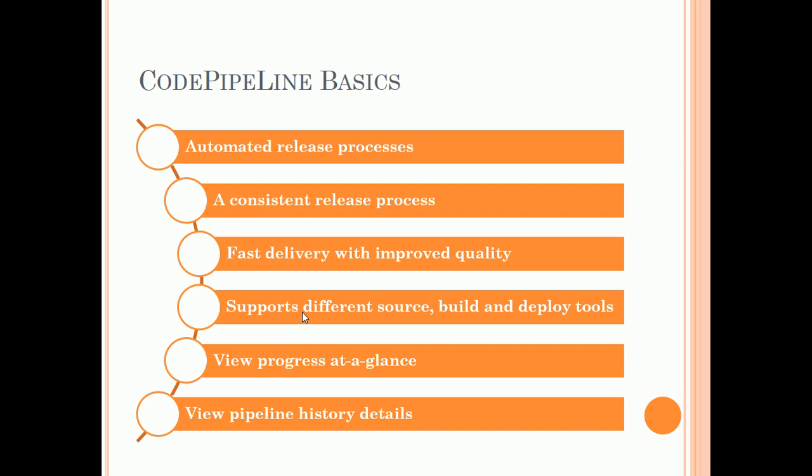And the last is view pipeline history details. So we can track the details about the execution of a pipeline, including start and end times, run duration, and execution IDs. So all these benefits are provided by AWS Code Pipeline, which is very beneficial for the software release process.